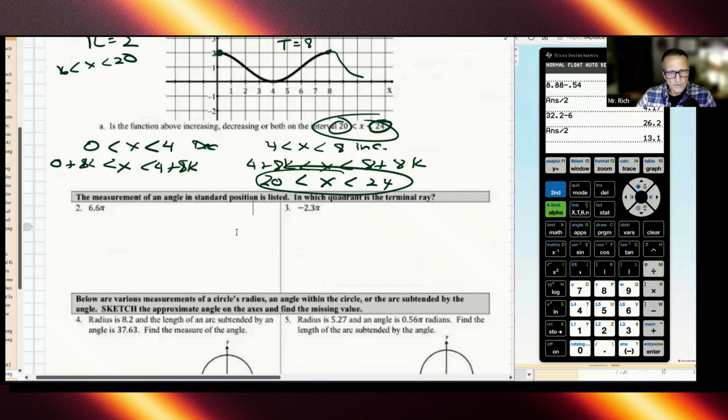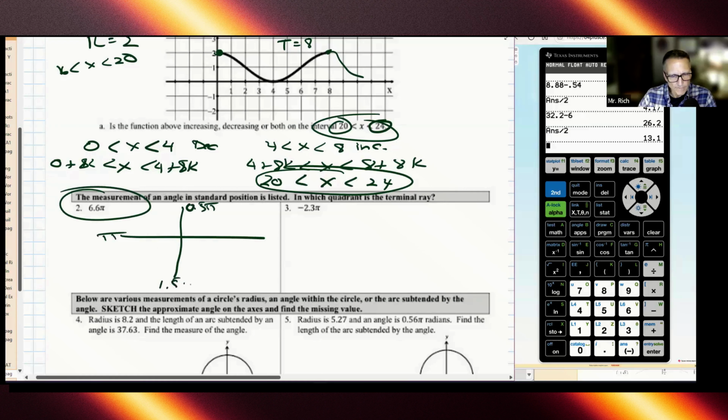All right, the measurement of an angle in standard position is listed. In which quadrant is the terminal ray? We don't know what quadrant that's in. Well, that is half a pi, that's 1 pi, that's 1.5 pi, and that's 2 pi over here. So this is well beyond 2 pi. I'm going to subtract 2 pi and it becomes 4.6 pi, which is coterminal to 2.6 pi, which is coterminal to 0.6 pi.